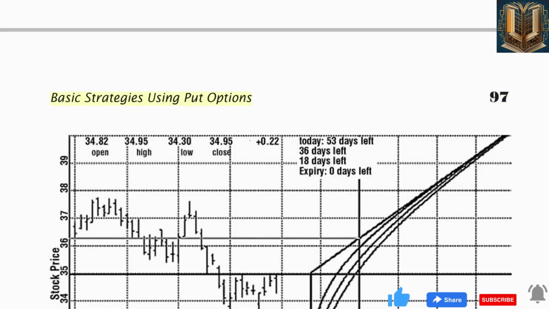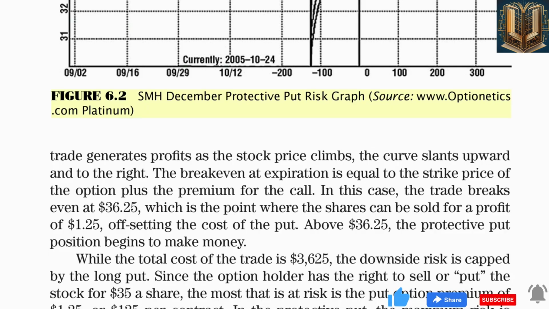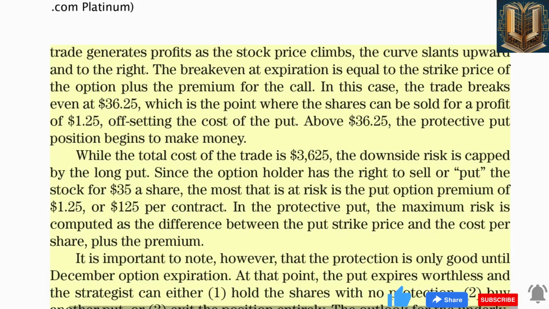Basic strategies using put options. Figure 6.2, SMH December Protective Put Risk Graph. Source: www.optionetics.com Platinum. The trade generates profits as the stock price climbs; the curve slants upward and to the right.